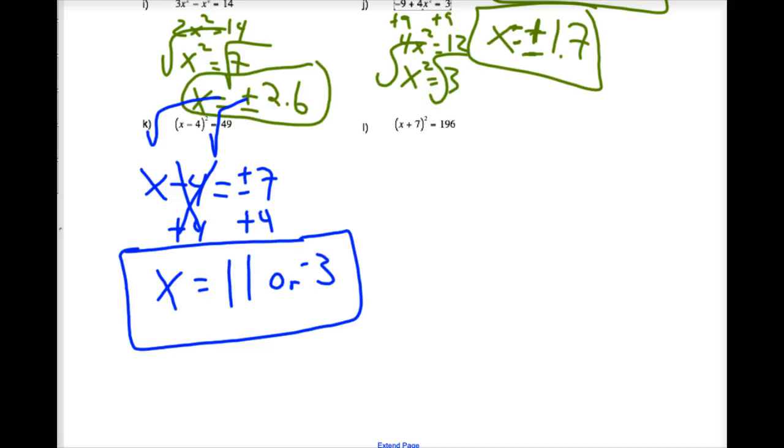So they're not the same as all the other ones, which were plus or minus a number. You actually have to solve by moving that other number over, that 4 in this case, moving it over, and then do 7 plus 4 and negative 7 plus 4.